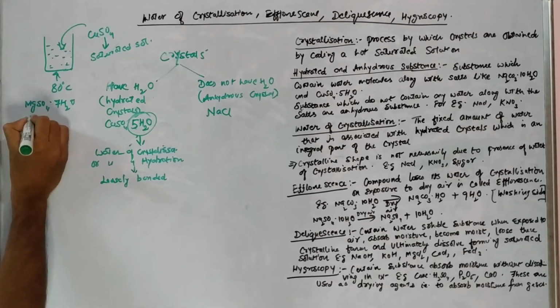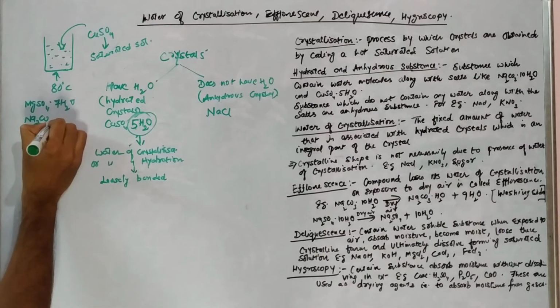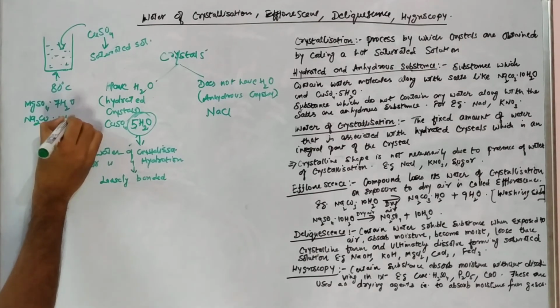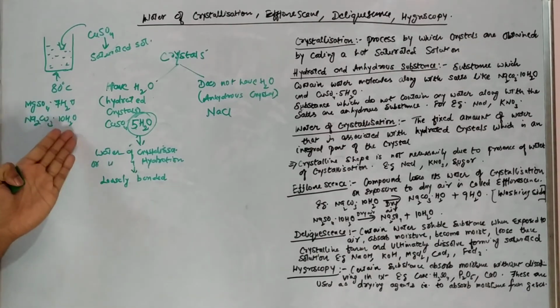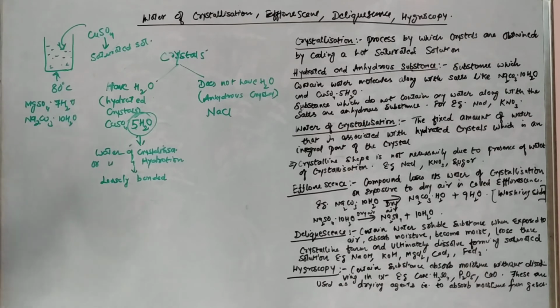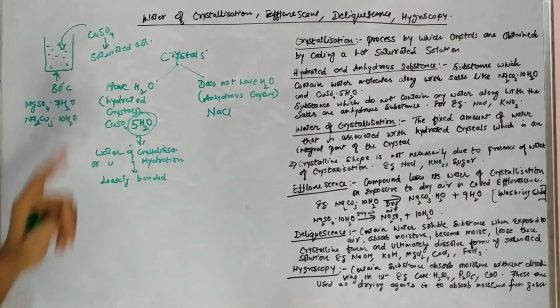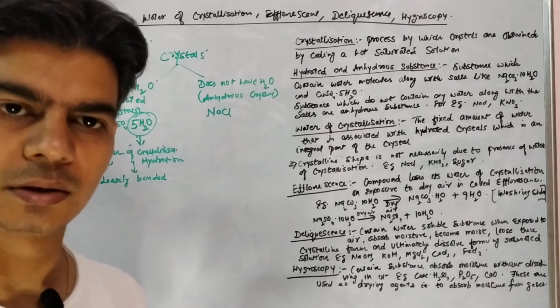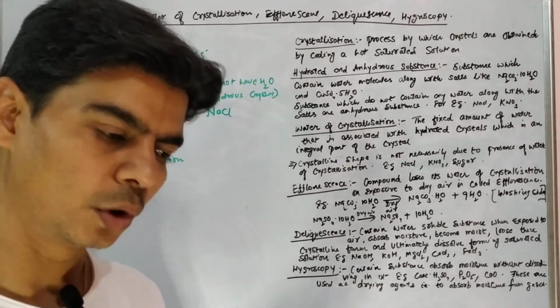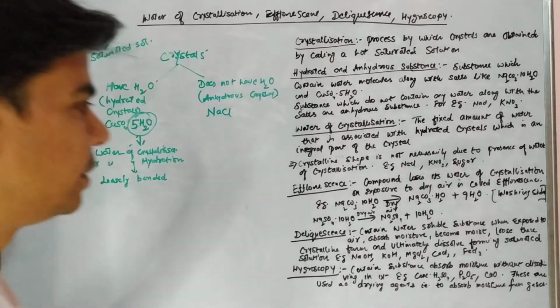MgSO4.7H2O. We have Na2CO3.10H2O, sodium carbonate, which has 10 water molecules associated with it. Similarly, if you make crystals of magnesium sulfate, it will have 7 water molecules associated with it. So all these crystals are called hydrated crystals, and the water molecules associated with them we call water of crystallization or water of hydration.